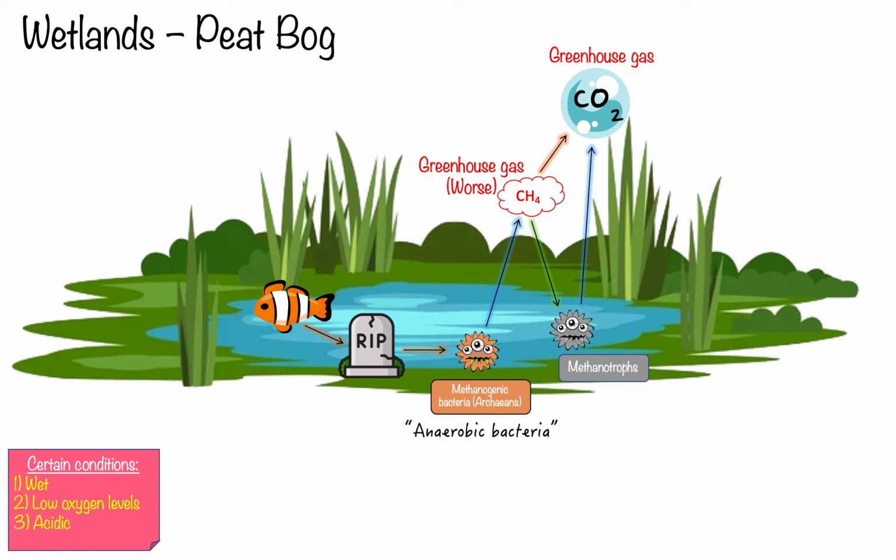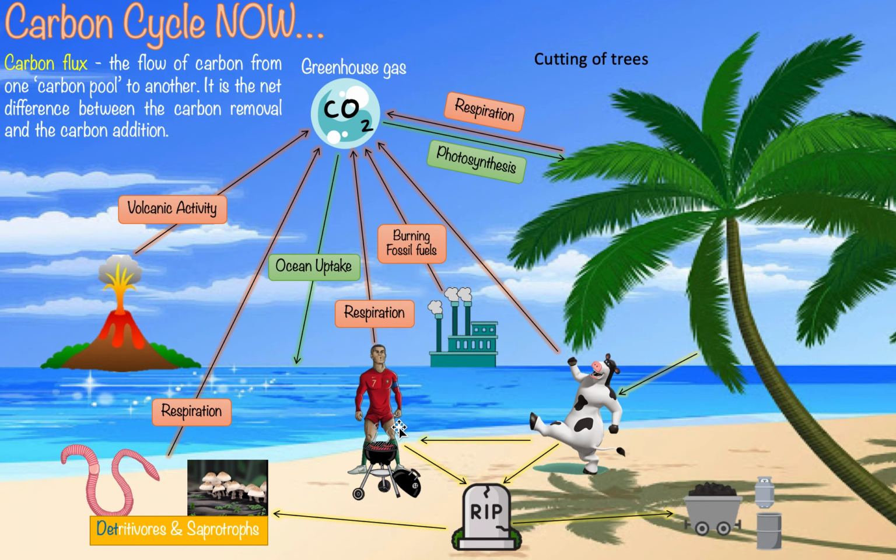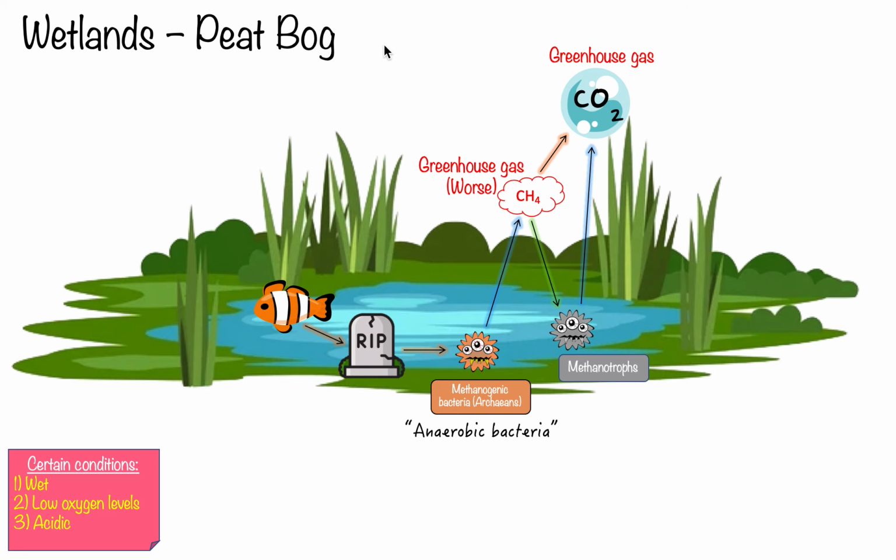So you now know the general carbon cycle, right? How it was 200 years ago, how it happens now, the changes, what makes it worse, increasing greenhouse gas. And you also know how wetlands, a specific kind of environment, contribute to methane production and carbon dioxide production because of these harsh conditions.